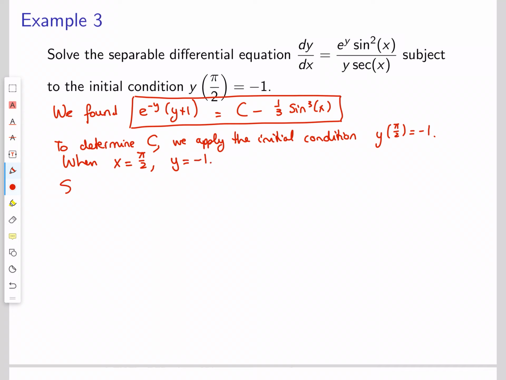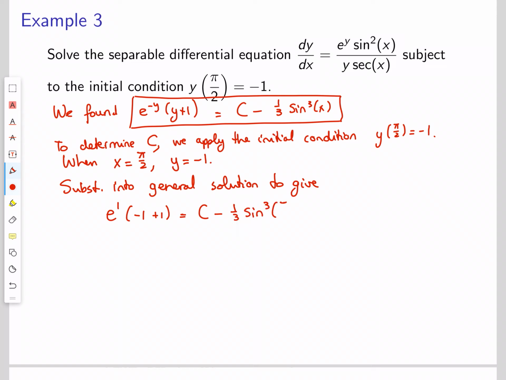So we're going to substitute that into the general solution to give the following. Well, y is equal to minus 1, so I get e to the minus minus 1, so that's e to the 1, and then y plus 1, which is minus 1 plus 1, is equal to C minus 1/3 times the sine cubed of pi over 2.